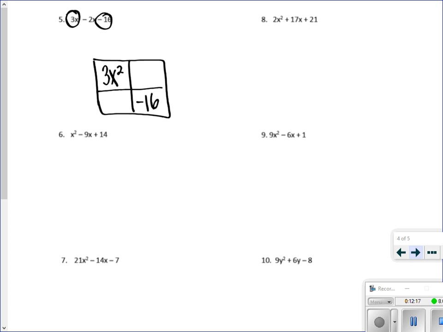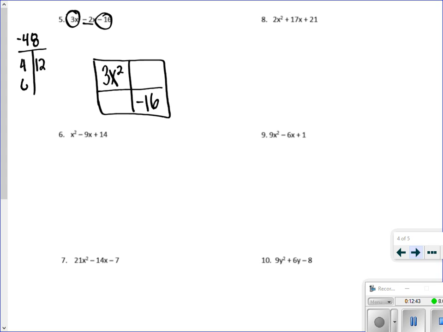Multiply the constant and coefficient. What do you get? Negative 48. That is negative 48. All right. So, numbers in general that multiply to give you 48. 4 and 4. Okay, 4 and 12. We're looking for numbers that multiply to give you 48, but what else has to be true about that? They're going to have to add up to negative 2.